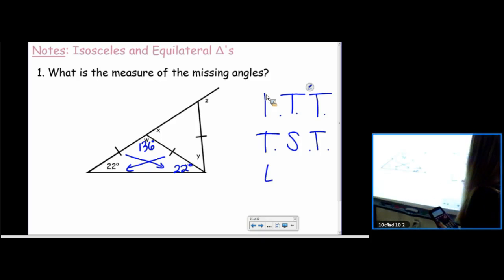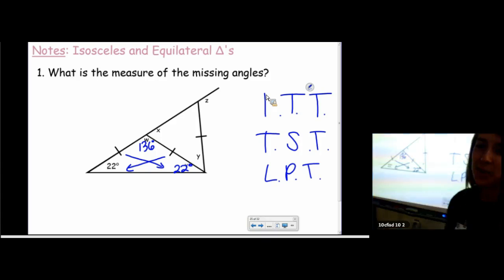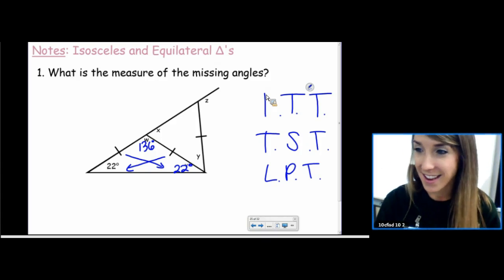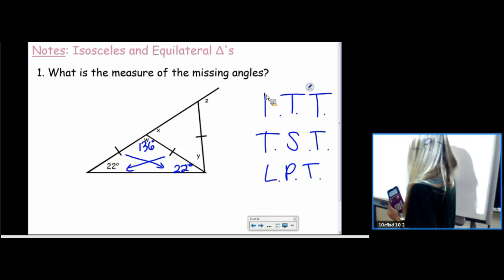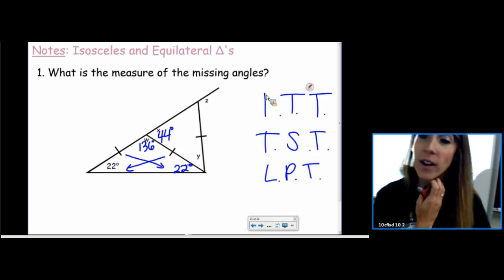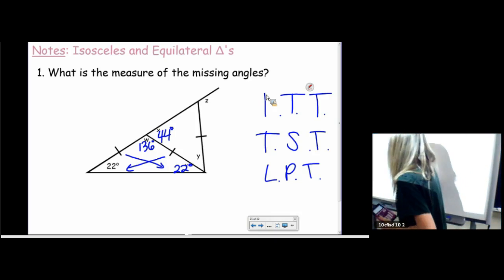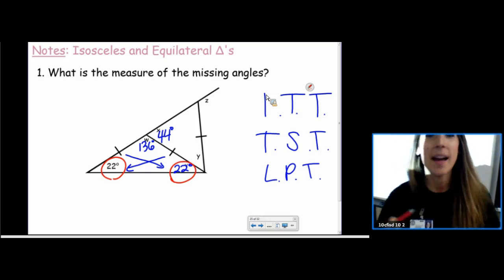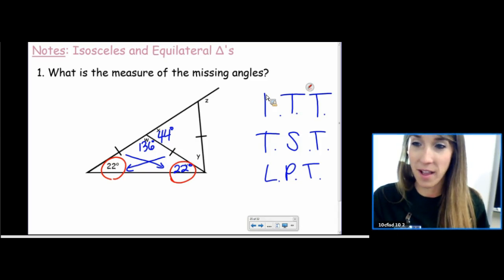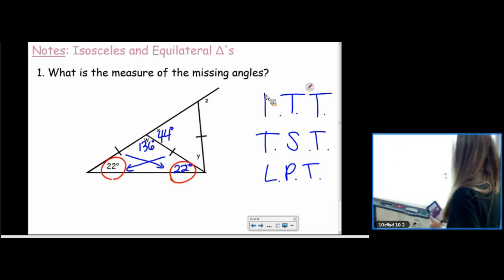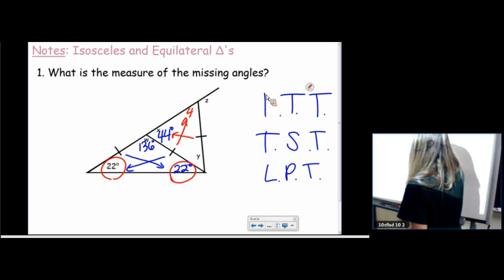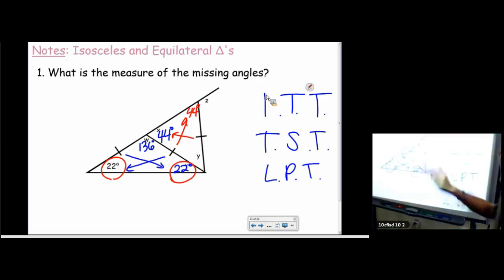All right, now we're going to use the LPT. What's that stand for? The Linear Pair Theorem. The linear pair of 136 is 44. Another way I could have gotten 44: add these two, right? The sum of the remote interior angles equals the exterior angle. Whoa, mind blown. Okay, anyways. Now we're going to use the Isosceles Triangle Theorem again. The base angles are congruent.